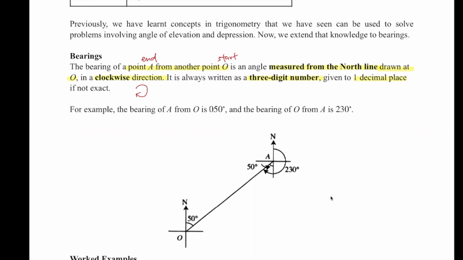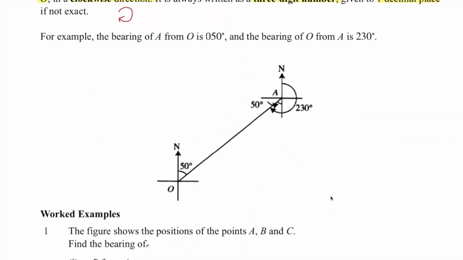So I give you a few examples here. For example, the bearing of A from O in the diagram here. You want to go to A, but you want to start from O. So your O is the starting position. You start from O, you want to go to A. So you draw the north line at O. So there is a north line at O and you want to go from O to A.